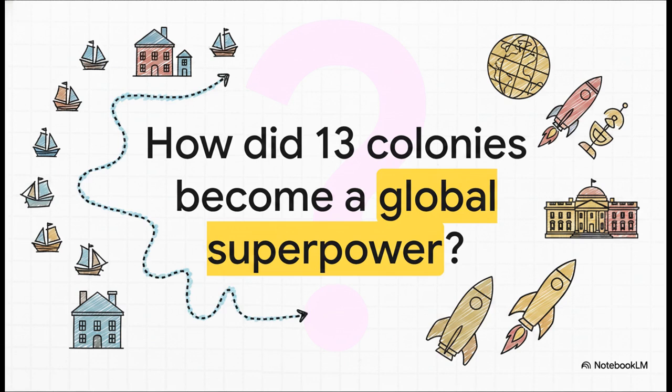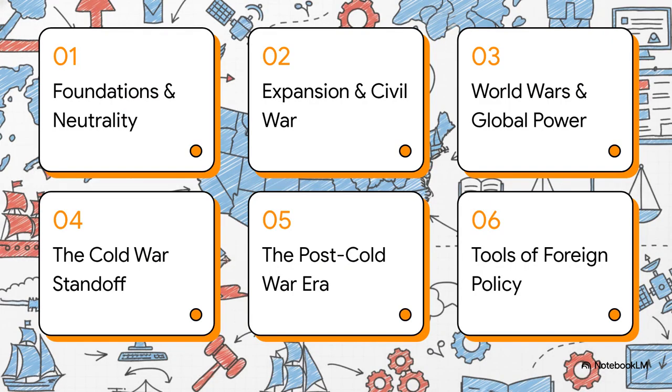The answer to how that actually happened isn't just about having military might or a booming economy. It's deeply rooted in the very political system this nation was built upon. To make sense of over 2 centuries of history, we're breaking this explainer down into 6 distinct parts.